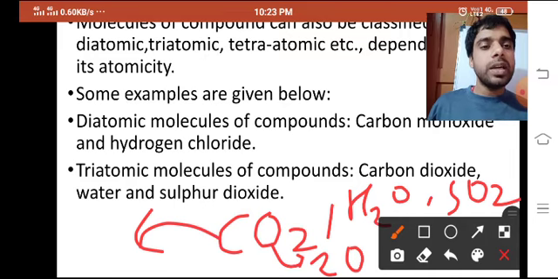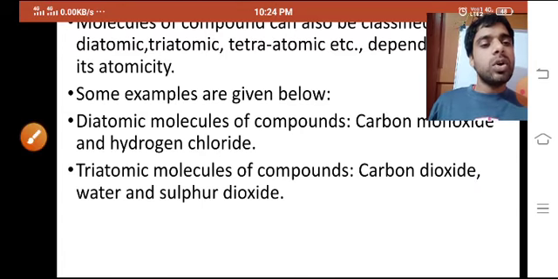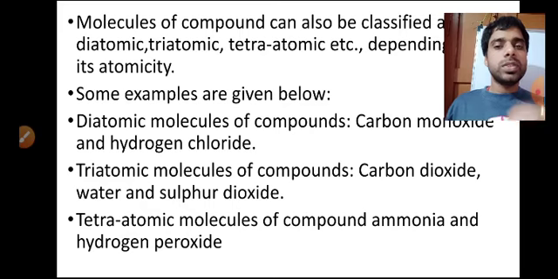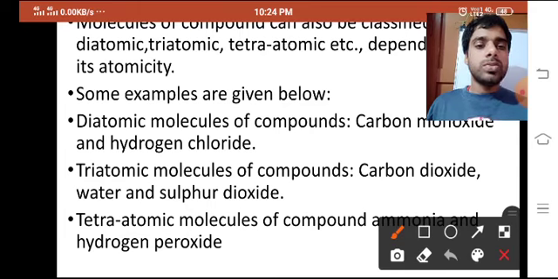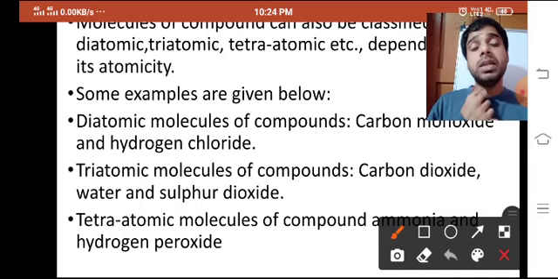In the water, 2 hydrogen and 1 oxygen. 2 hydrogen plus 1 oxygen, total number of atoms is 3. In sulfur dioxide also it is the same thing. Okay? And in the tetraatomic molecules of compound, ammonia and hydrogen peroxide, you can see how this one would be tetraatomic, and that one would be the molecules of compound.